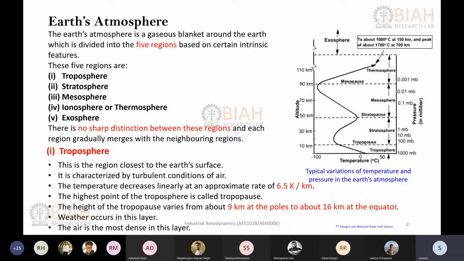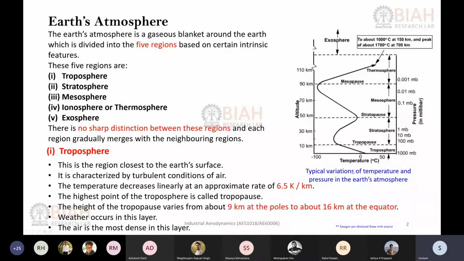And what you see here, the atmosphere, you can divide into different layers. The Earth's atmosphere can be divided into different layers, and generally those are called troposphere, stratosphere, mesosphere, then ionosphere, thermosphere, and exosphere. Here you see that I have drawn the temperature versus the altitude and the pressure on this axis, for the different layers of the atmosphere.